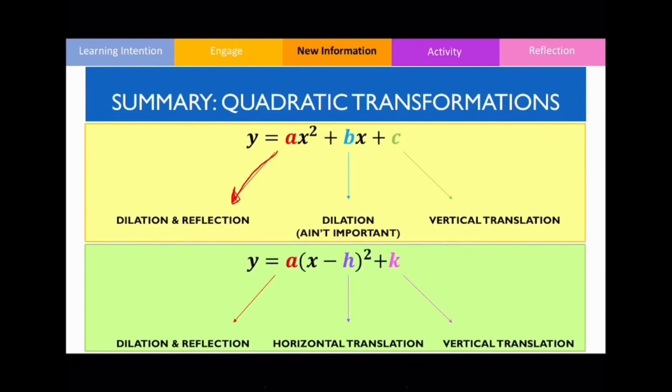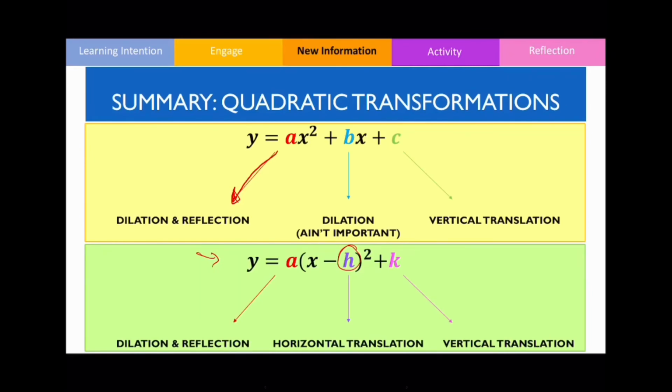For b over here, you're also dilating, but it's not really important, so you don't need to be concerned about that. But when you change the value of c, what you're doing is shifting the parabola up or down, and c also corresponds to your y-intercept as well. Now, when it's in the turning point form, so in this particular form over here, similarly, a is going to tell you how much it has been dilated or reflected. But what is different in the turning point form is that this number over here that's found within the bracket, so h, will tell you the number of units moved horizontally along the x-axis, okay?